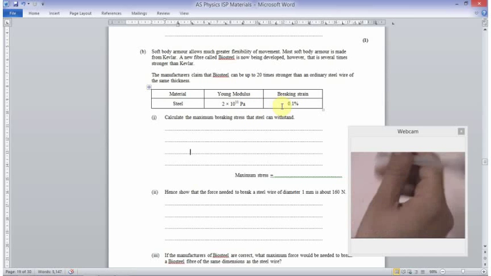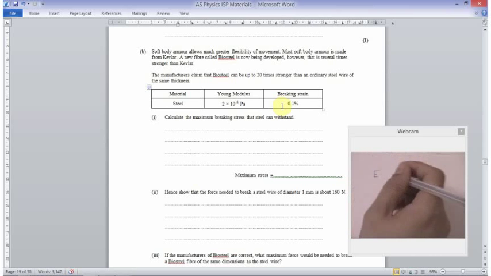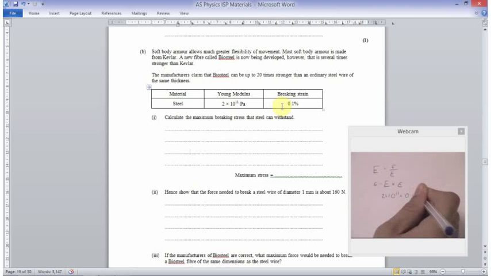Essentially what they're saying, let me write this out very clearly for you, is Young's modulus is equal to stress over strain. Therefore stress is going to be equal to Young's modulus times strain. That is 2 times 10 to the 11, and that is 0.1%. Remember, 0.1% is the same as the fraction 0.001, because to get rid of the percent you just divide by 100. So that's how you end up with 2 times 10 to the 8 pascals, or newtons per meter squared.